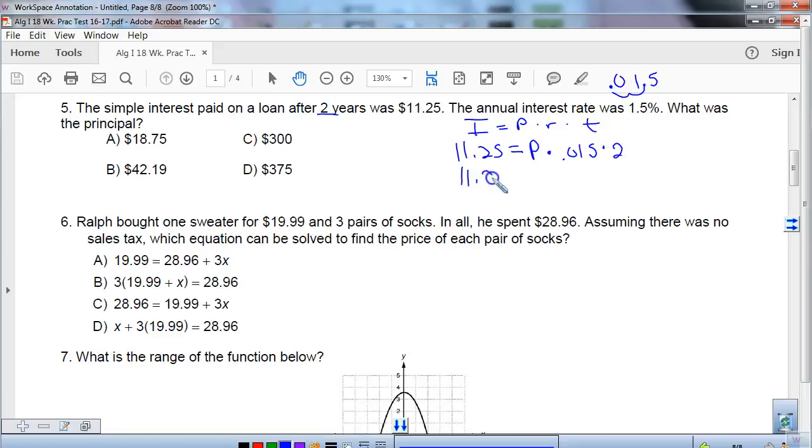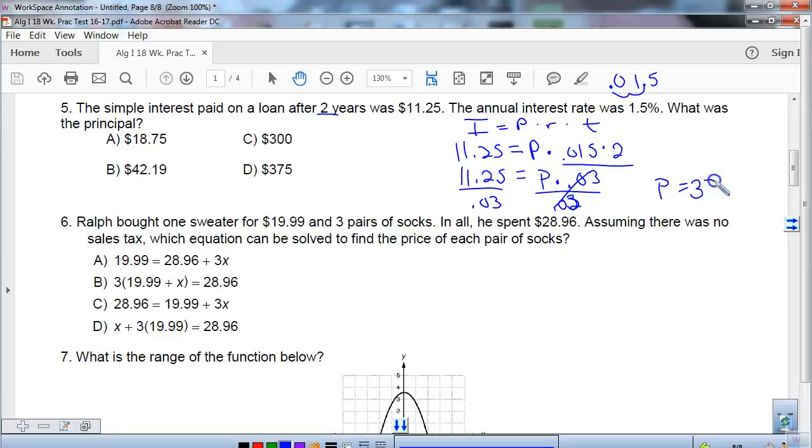Now we can multiply the numbers we know on the right-hand side. That'll be P times 0.015 times 2 is 0.03. And then to get P by itself, we'll just divide by 0.03. And that leaves us with P equals 375. So 5 is D.